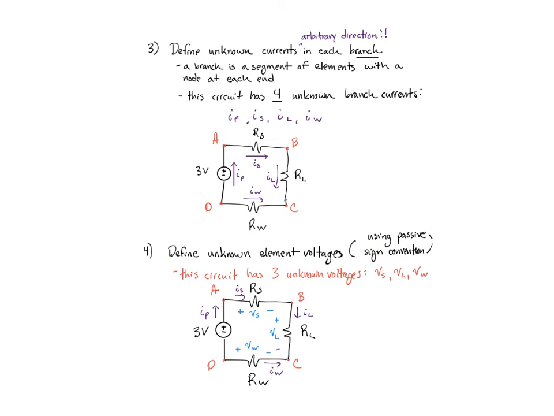Step 3, define unknown currents in each branch, where a branch is defined as a segment of elements with a node at each end. So there's a branch between A and B, one single branch, for example, that consists of element RS. There is a branch between A and D that consists of a single voltage source. Okay, so this circuit has four branches.